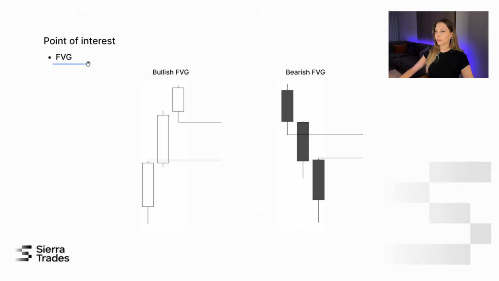First, fair value gaps. It happens when price moves so fast it leaves an imbalance in the order flow. You will see it as a 3-candle formation where the middle candle moves so aggressively that the wicks of the first one and the third one don't overlap. So in this case, price tends to come back, fill the gap, and then continue higher. And the same goes for the bearish side. You will likely see price retesting the fair value gap and then keep moving lower.